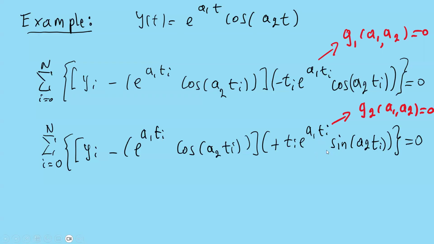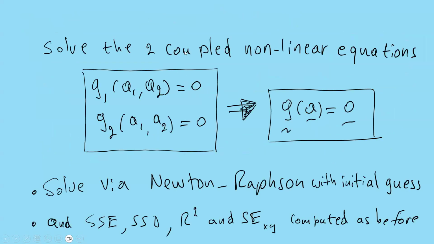If we write this in the format of a matrix and vector, okay, now we have two coupled nonlinear equations, and we can solve the problem by the Newton-Raphson method. And if you remember, for solving a nonlinear system of equations by Newton-Raphson, we need an initial guess.